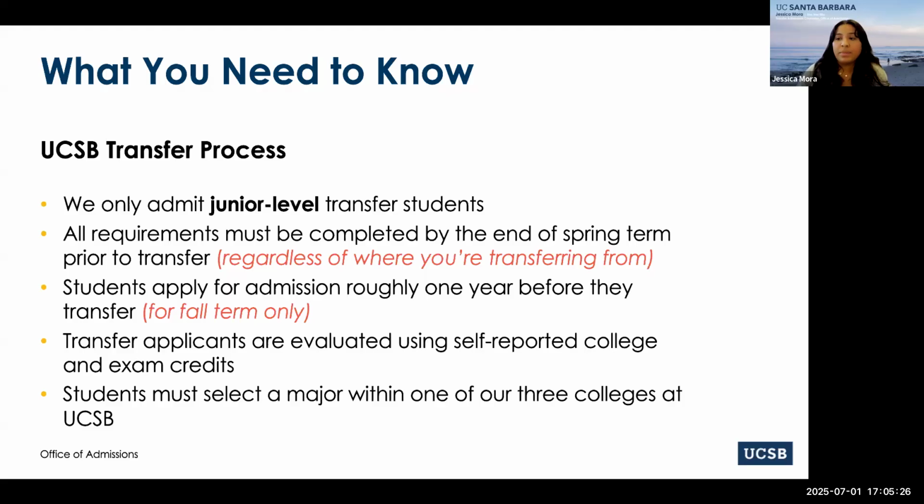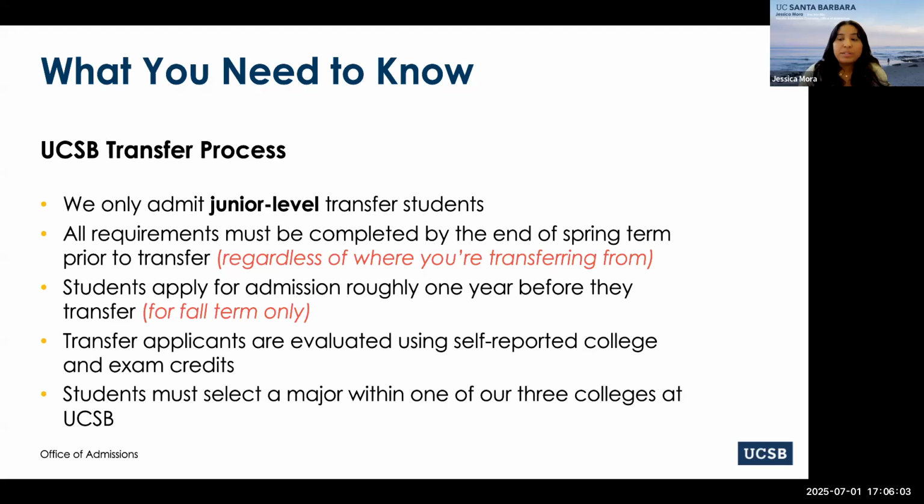Like I mentioned, basically you're going to be applying about 1 year before your classes actually start for the fall term. We do only have fall term admissions here at UCSB, so we only admit 1 time per year. And as a transfer applicant, you're going to be evaluated using your self-reported college and exam credits. So on the UC application, probably the most time-consuming section is going to be the academic history section, where you're going to be asked all the classes that you've taken, your academic history, AP exams that you may have taken, all of your college courses. So it's all going to be self-reported.